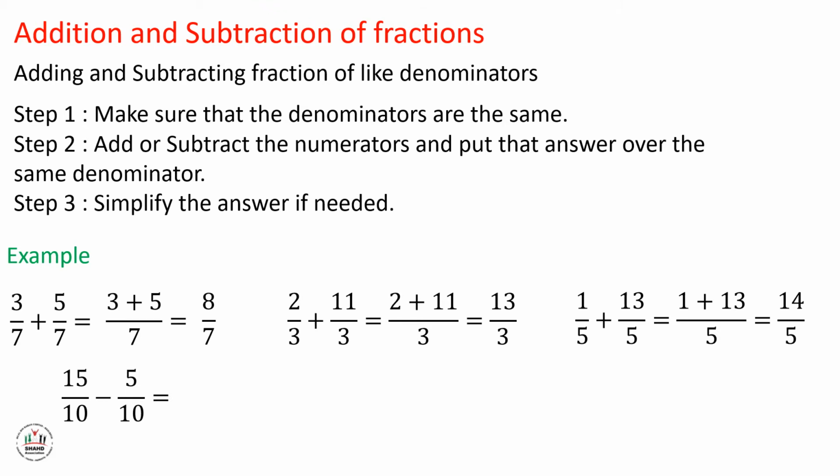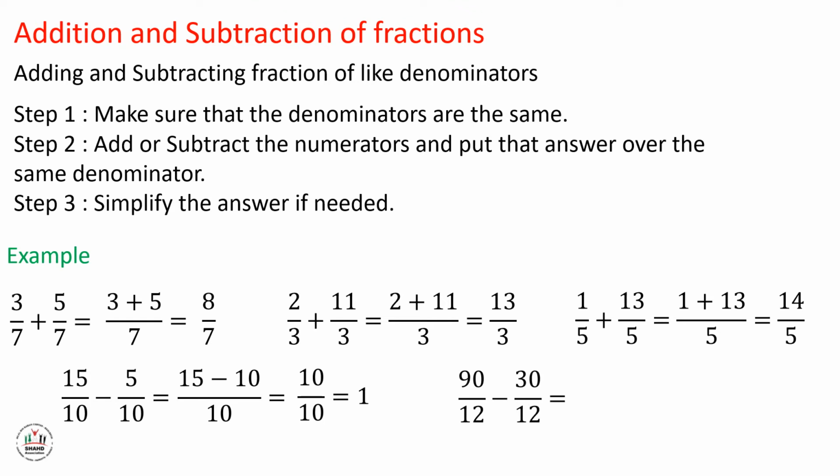15 over 10 minus 5 over 10. Again, we put 10 as a common denominator and we subtract 5 from 15. The answer will be equal to 10 over 10. And we said we need to simplify the fraction if needed. And we know 10 over 10 is equal to 1. Or we can divide the numerator and the denominator by 10.